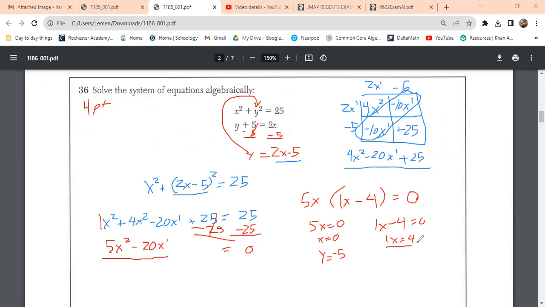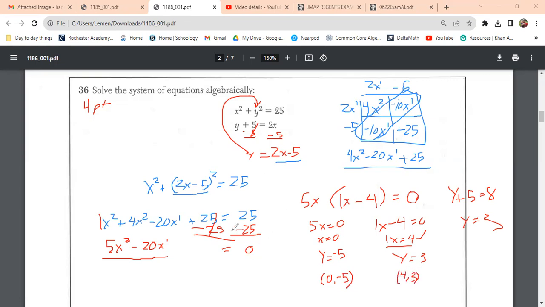And then I do the same thing. I take this 4 and I plug it in here. So this is going to be y plus 5 equals 8. Subtract 5 from both sides, so y equals 3. So for this one, it's going to be this. So my coordinates are 0, negative 5, and then this one will be 4, 3.